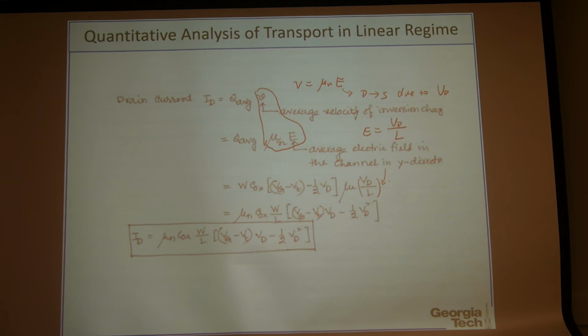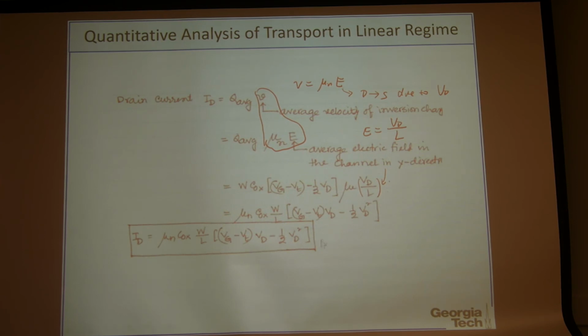So it's mu n. This is for NMOS. So you use mobility for electron. For PMOS, you're going to use mu p. So this is mu n COX W over L. This is the design parameter of the geometry. W, as we showed in the previous 3D cartoon figure, W is the width of the channel, L is the length of the channel. So W over L.